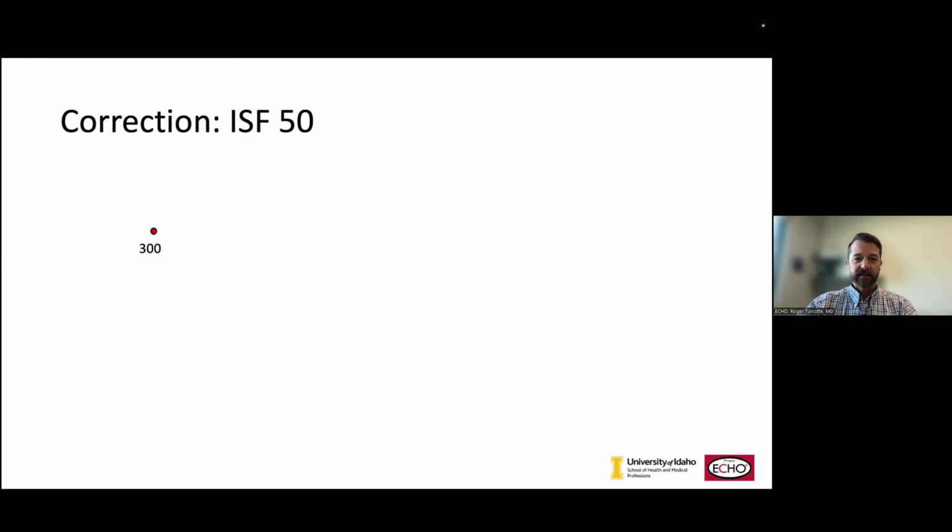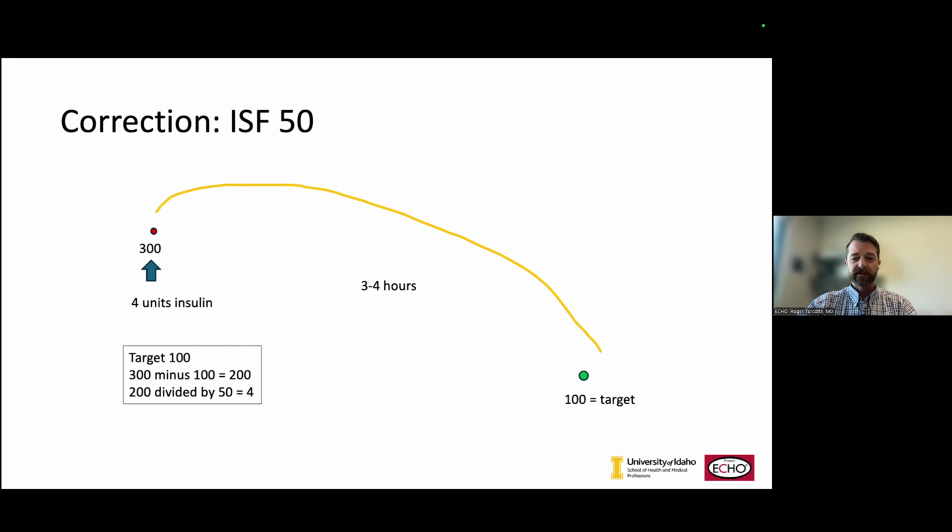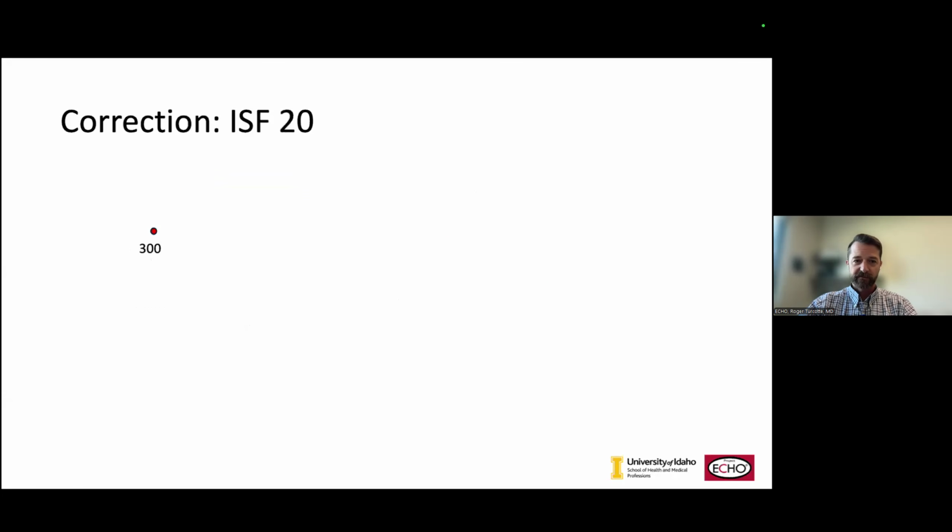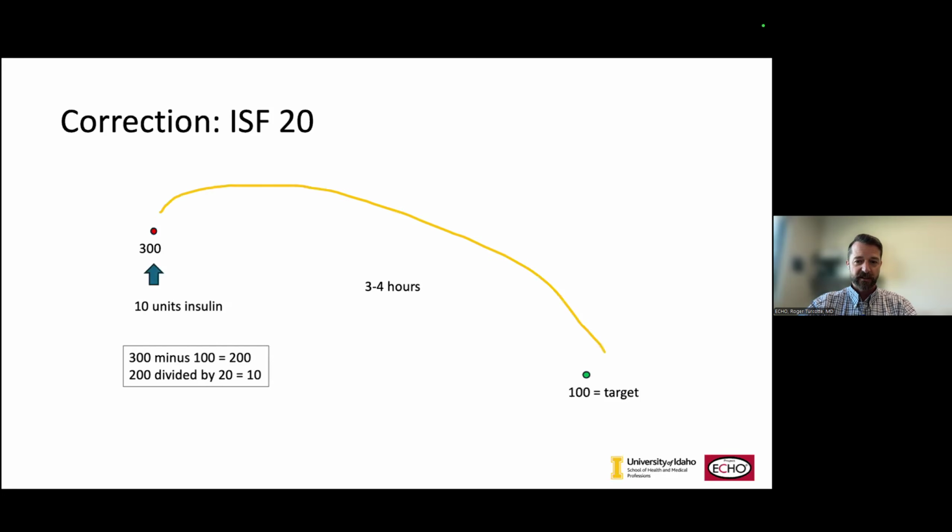So back to our example. This is an example where the correction factor is 50. And so if we say that the target is 100, then we need to lower the blood sugar by 200 points. So 300 minus 100 is 200. And then we take that 200 and divide it by 50. And so that's 4 units of insulin would be expected to lower the blood sugar by 200 points down to our target of 100. If it's 20, then we do the same initial math. We take the blood sugar minus the target, which is 200, and then we take that 200 and divide it by 20, and that's 10 units. So in this case, it's 10 units for this situation.